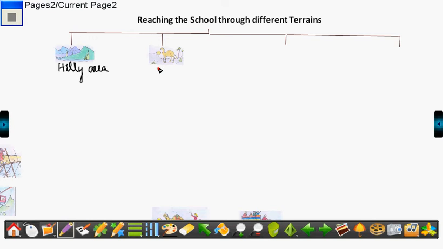Another terrain, the type of area we have is desert. Desert in the west. Still we have plains at a couple of places. We have plains, and not covering these three, we have one which is the most difficult terrain. Let's classify it into most difficult terrains. Okay, now let's see one by one.